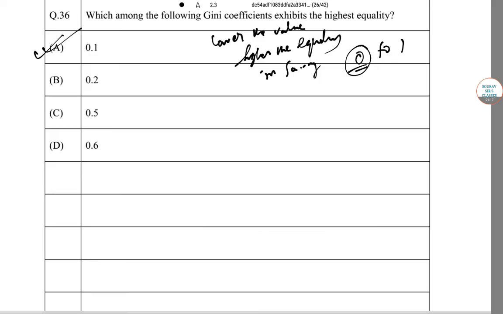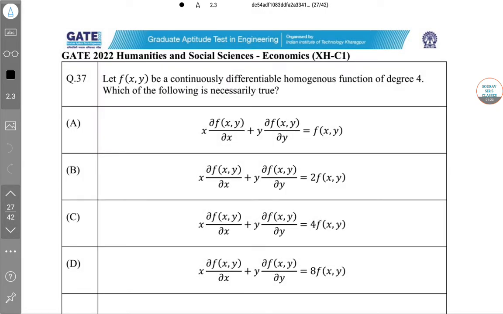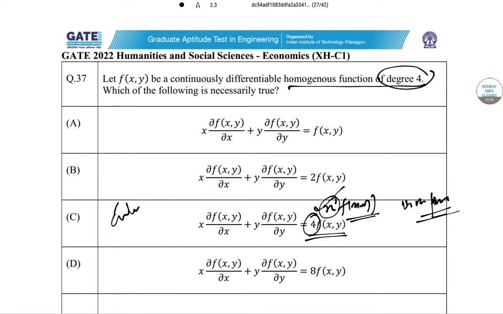Next, 37. f(x, y) is a continuous differentiable homogeneous function of degree 4. Which of the following is necessarily true? This will be true according to Euler's theorem, n times the function of x and y, where the function is of nth power. The nth power is decided by the degree of the homogeneous function. Here the degree is 4, given directly by the Euler structure.